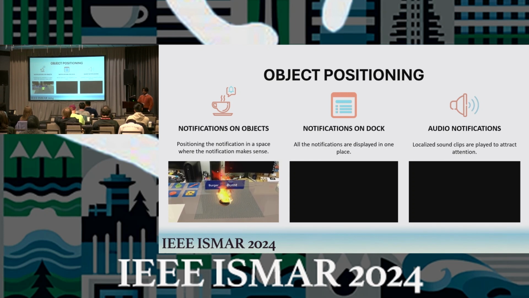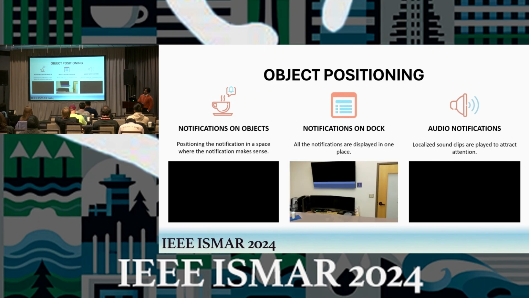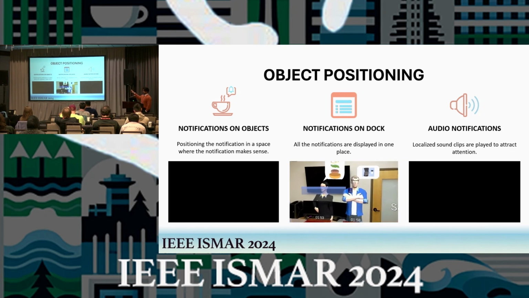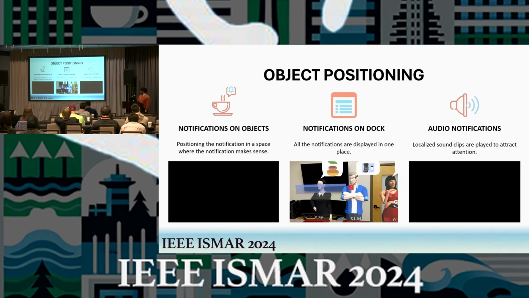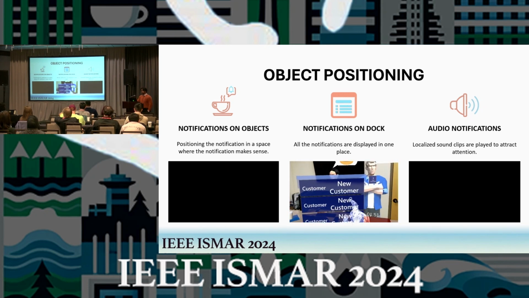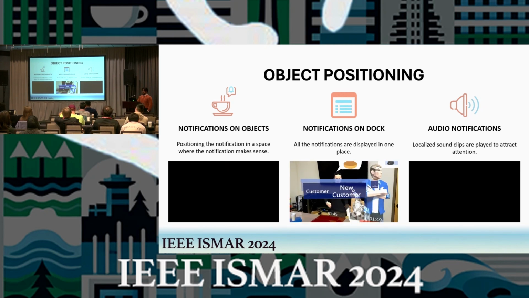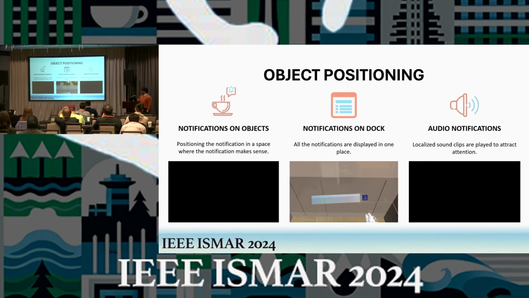The second type is notification on dock, where it's similar to when you swipe down on your phone, you have all the notifications in one place. You have all the notifications on this dock. And the positioning of the dock can be set wherever you want. But we did notice that most of the participants did not move the dock at all. They kept it in front of the customers.